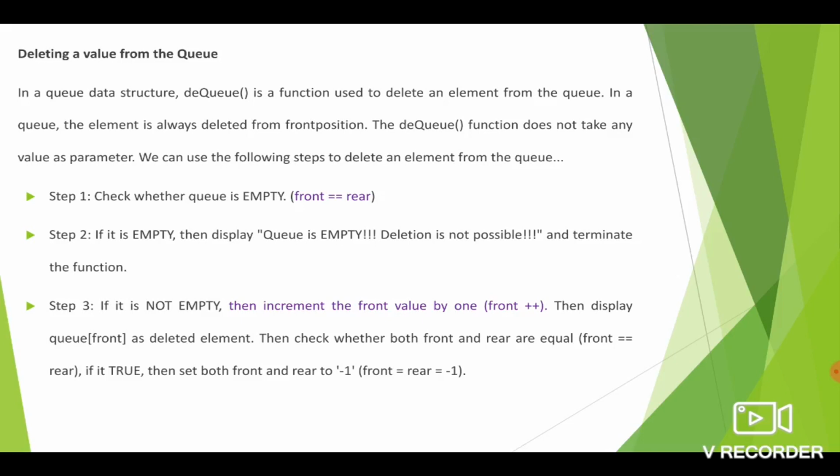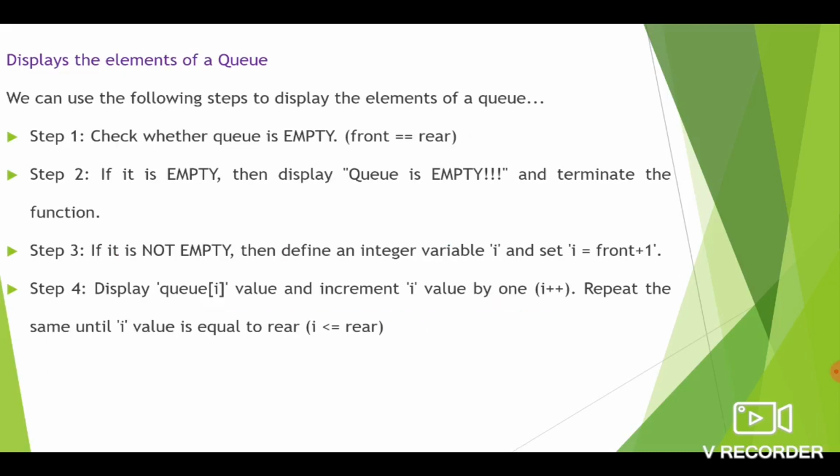After the deletion, you have to check whether both front and rear are equal. If it is true, then you have to set both front and rear to -1. So that's about deletion. If we want to display the elements of the queue, then just like the stack, here also you can go with any loop. By moving the index, you can display each and every element of the queue.